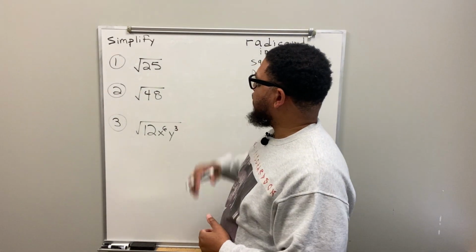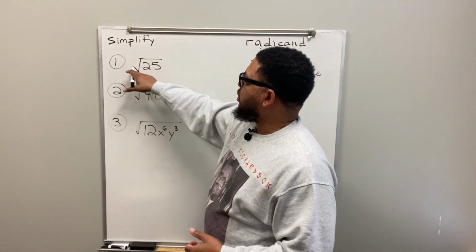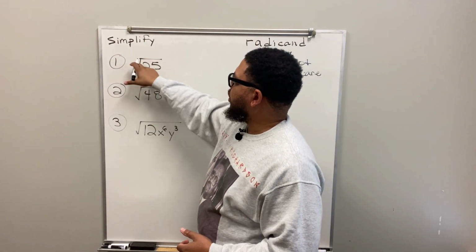All right, so now let's get back to number one. Number one is telling me to take the square root, because I see this symbol with no number written there.